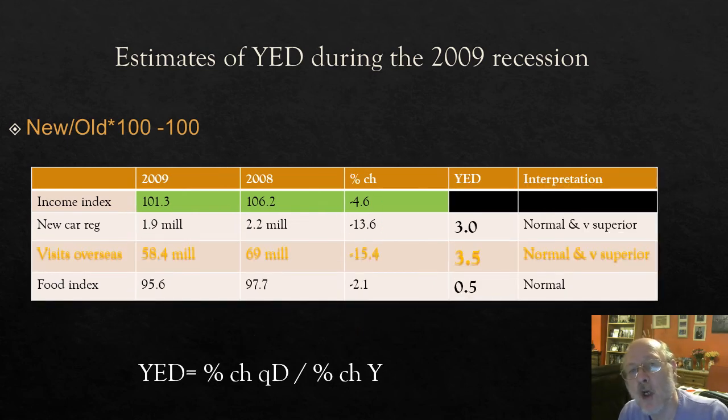So how do we interpret that? Well, we've always said that new car registrations and trips overseas are luxuries, but now we've proved it. So those are normal and very superior. The one that gets the gold medal is visits overseas, very, very superior. Whereas food is a normal good, but it's not a superior good. Again, what you'd expect. You don't tend to stuff yourself with food when you get richer, or starve yourself when you get poorer. You might decrease your consumption by a bit, 2.1%, if the economy is going down by 4.6%.